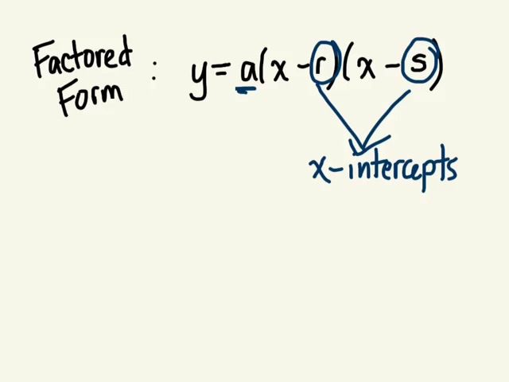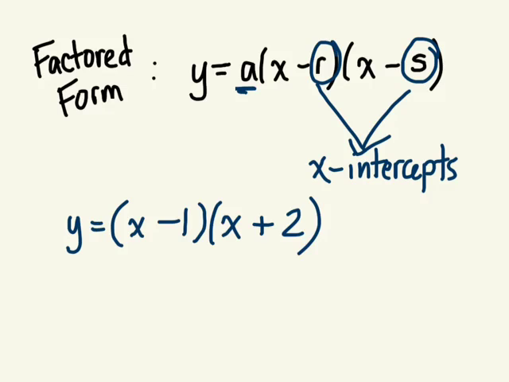So for example, if I give you this as an example, the quadratic relation y equals (x minus 1)(x plus 2). What is r in this example? It's positive 1 actually, because it's x take away r. So my r is just 1.